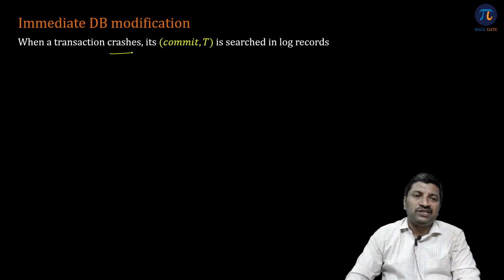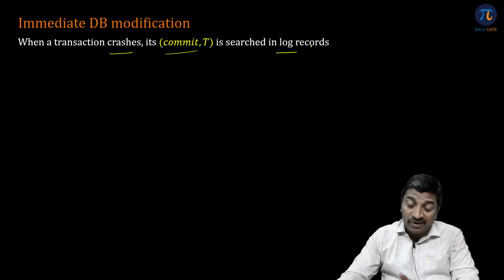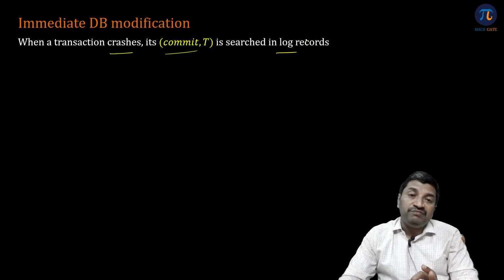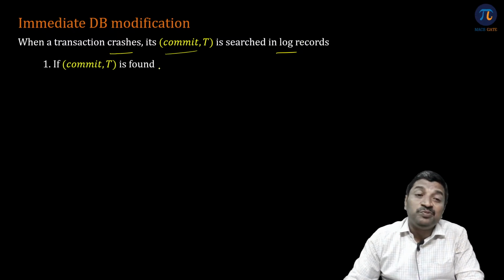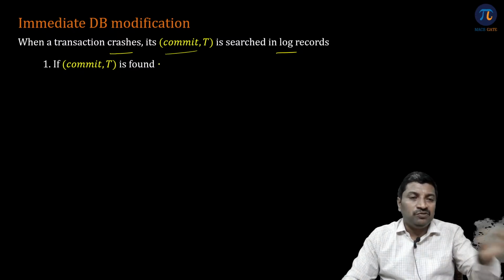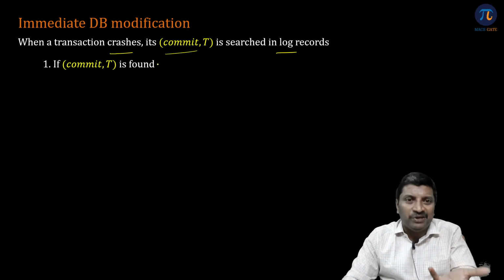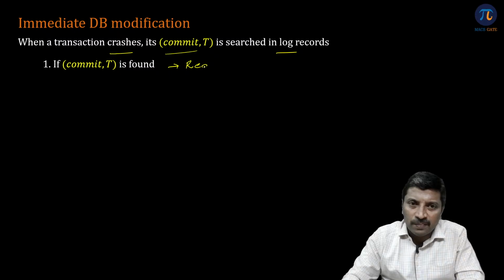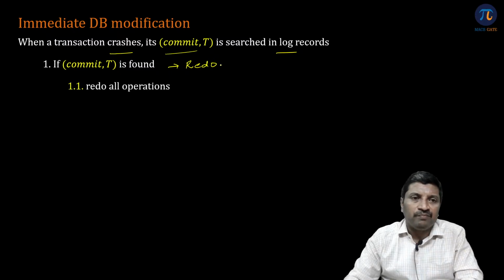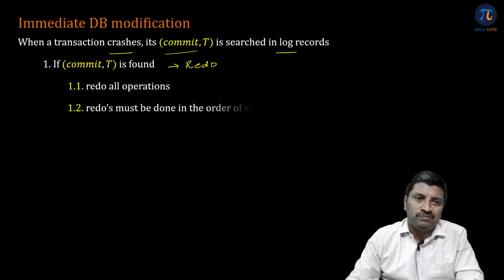Whenever a transaction crashes, its commit is verified in log records. This is the main story, sir. Always we verify commit in log records. If found, what does it mean, sir? It was started and it might be completed also. I don't know. So that's why we do redo. Simply, we will do redo. Redo all operations.